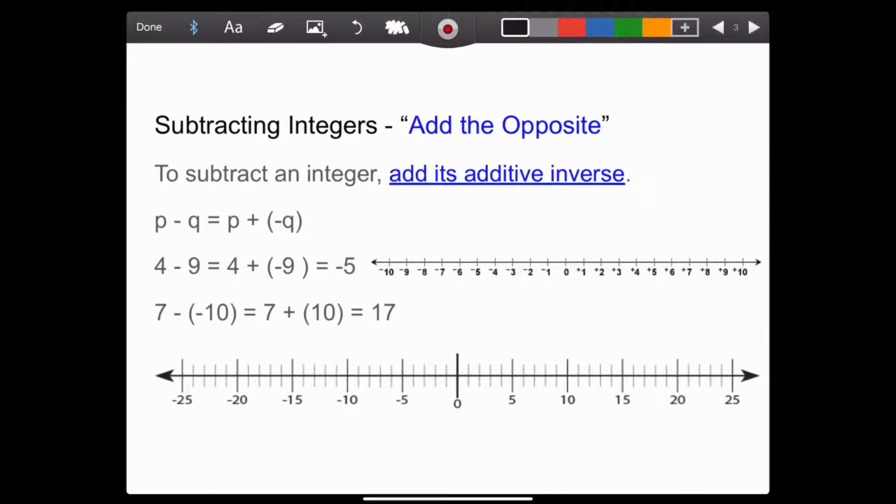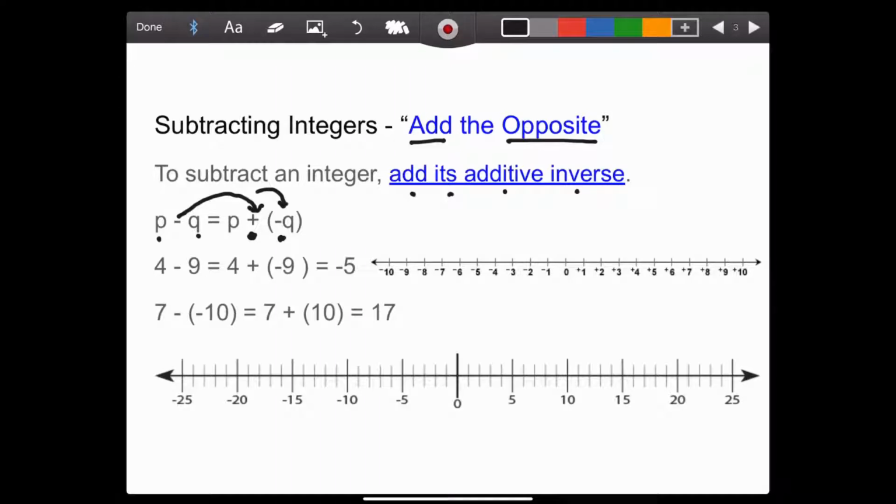Subtracting integers. So when we subtract integers, we add the opposite. So to subtract an integer, add its additive inverse. Remember, add the opposite. So P minus Q. This subtraction becomes a positive, and then you move the negative into here. So you're adding the opposite. So this becomes subtraction, so you change it to adding, and then this becomes a negative.